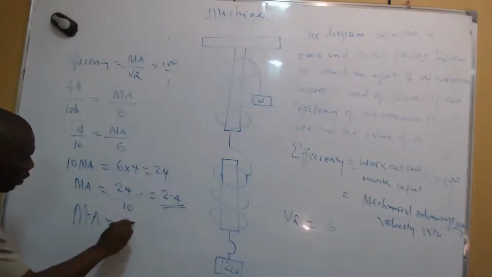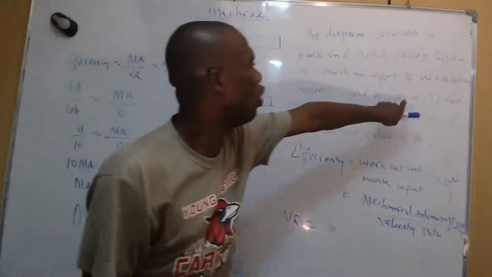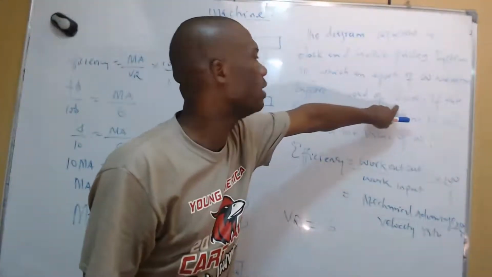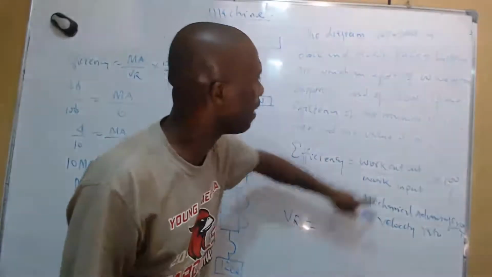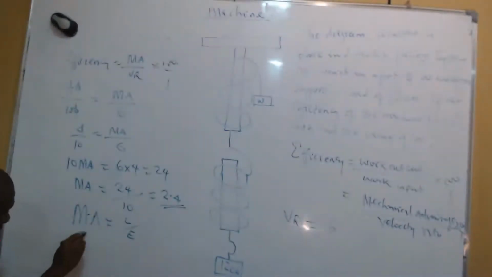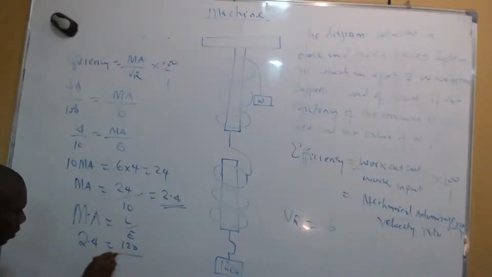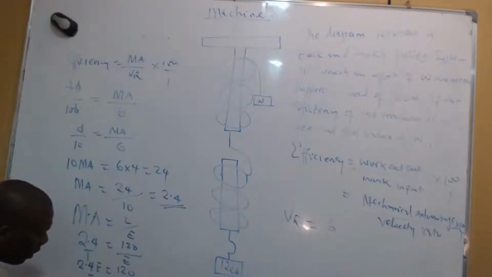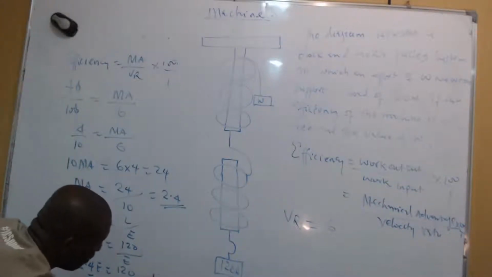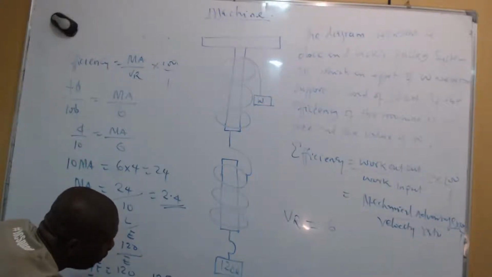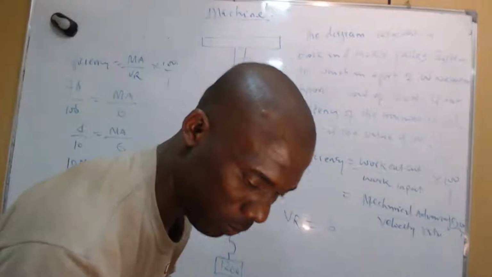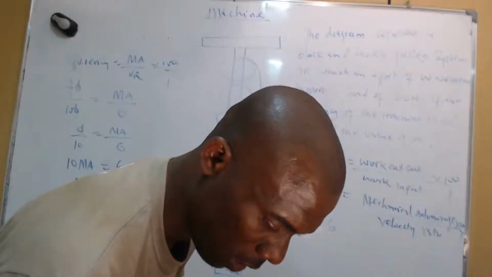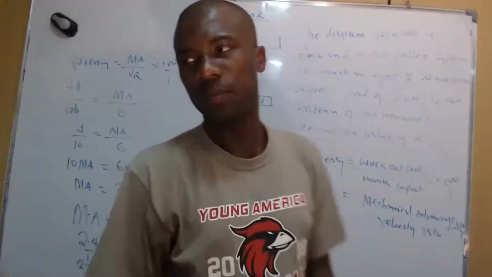Now, mechanical advantage, MA is equal to load over effort. So we have been given the load as 120 Newton. Then we are told to find the value of the effort, which is W there. So we now have 2.4 is equal to 120 over what? E. This is over 1. So 2.4 E is equal to 120. So E will be equal to 120 over 2.4. Mathematically, if we shift one decimal place, we have 1,200 all over 24. 1,200 divided by 24 will give us 50.